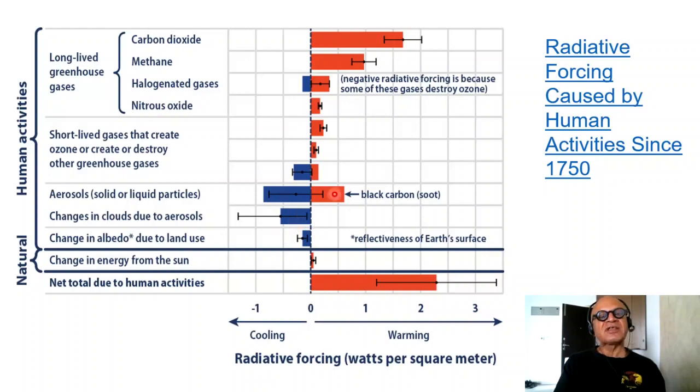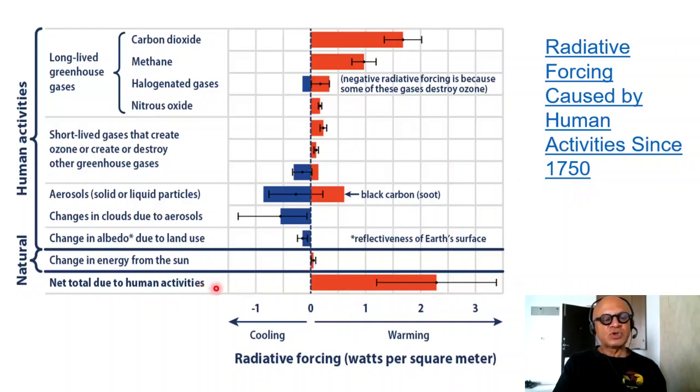So this is the direct effect of absorbing or scattering solar radiation, whereas this is changing cloud properties, droplet sizes, cloud optical properties, and so on. There is also change in albedo due to land use, which is a net cooling as far as we know, the reflectiveness of the Earth's surface, and change in energy from the sun in terms of natural variability over the same period is tiny, so it's not a big player.